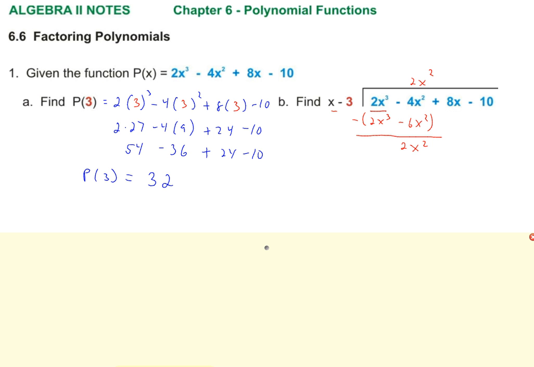You let your brain catch up. Okay, first step. Again, we just distributed the negative as well, added up the negative 4x squared and the positive 6x squared. Bring down my positive 8x.